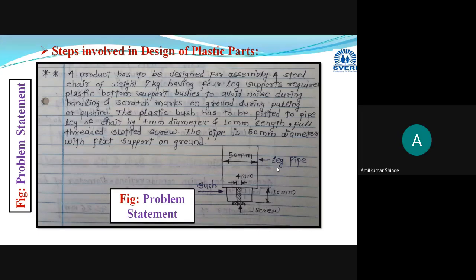Good morning, all. In today's session, we are going to discuss the design of a bush. There will be one problem statement, and according to that problem statement, you have to design the bush.